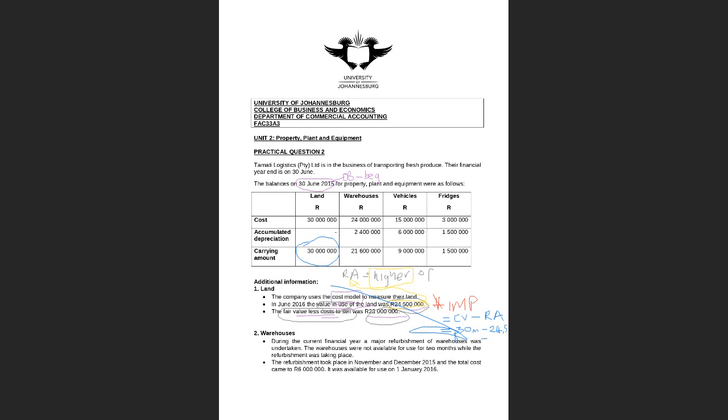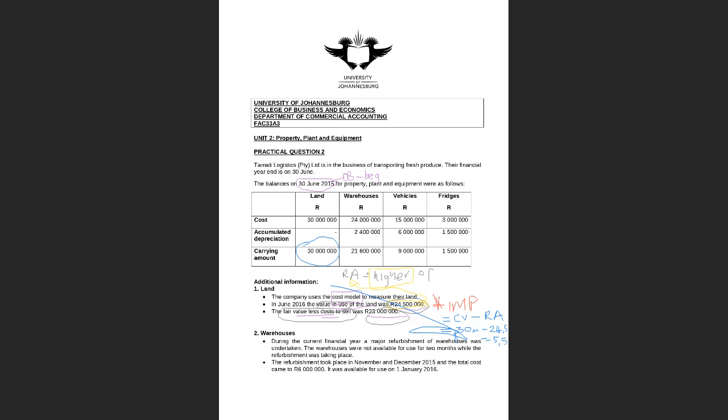Okay, so therefore, impairment loss will be the difference between the two, which is 5.5 million. I think that most students are quite comfortable with doing an impairment calculation. They find it difficult to identify an impairment. So sometimes they don't identify the impairment, and then they don't know they need to do an impairment calculation.